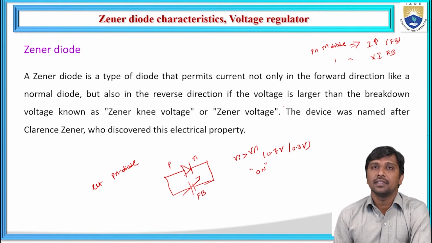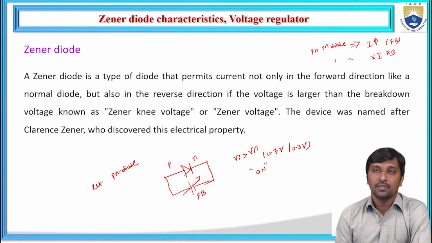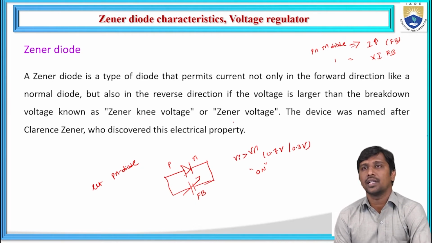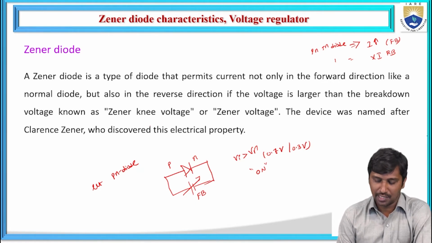to allow conduction under the reverse direction, we designed the Zener diode. For this case, your applied voltage must be larger than the given breakdown voltage, or Zener knee voltage, which is also called the Zener voltage. That is the reason, based on this characteristic and the Zener knee voltage, this device is named the Zener diode.